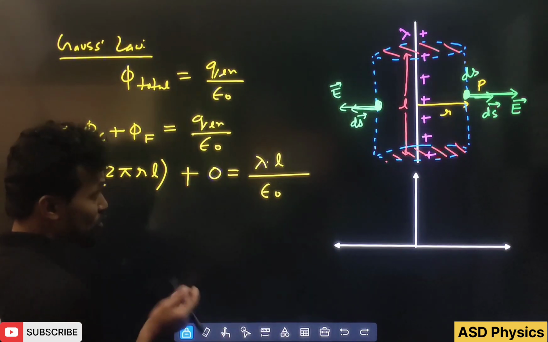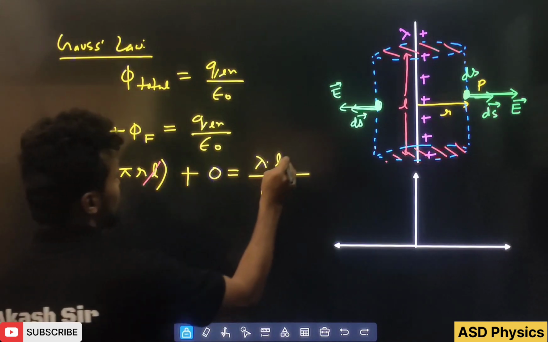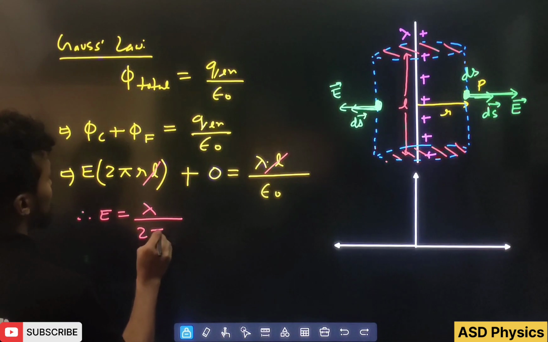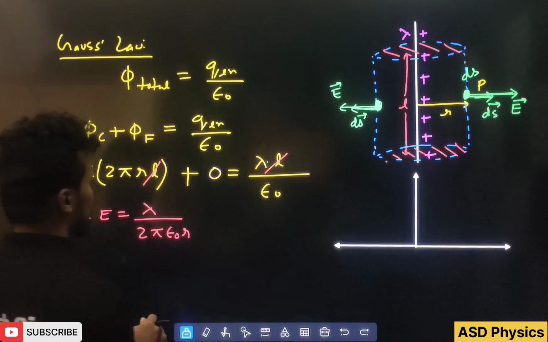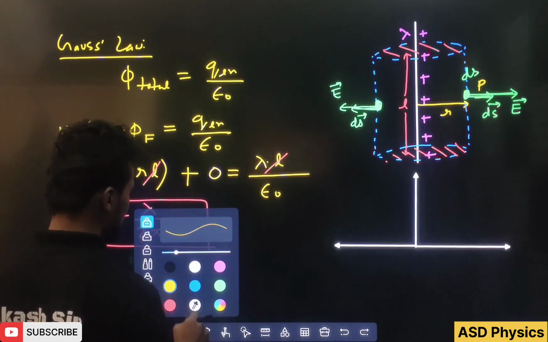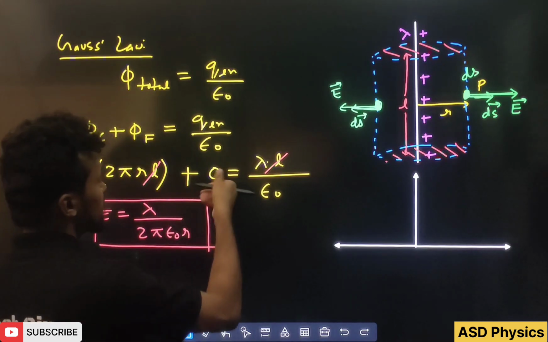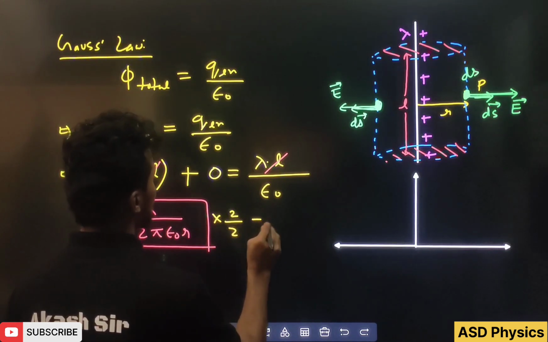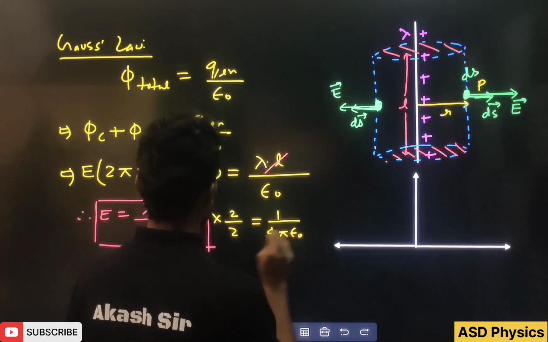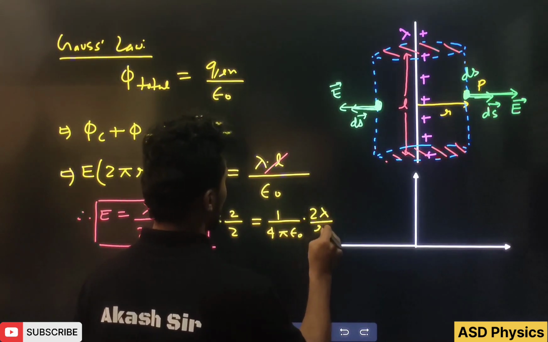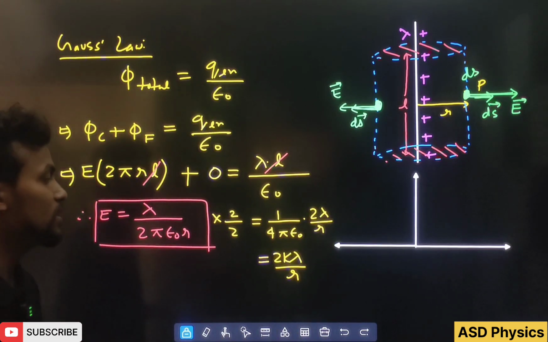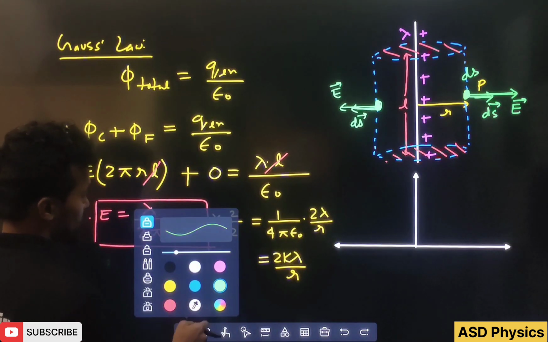Now you can see very well that on both sides, something can be cancelled out. This L cancels. That means we can write the electric field as lambda by 2 pi epsilon naught r. Even if you multiply the numerator and denominator by 2, for example, then the denominator becomes 4 pi epsilon naught, so it is 1 by 4 pi epsilon naught into 2 lambda by r. So we can remember it like this also, 2k lambda by r. And what is the value of k? 1 by 4 pi epsilon naught.